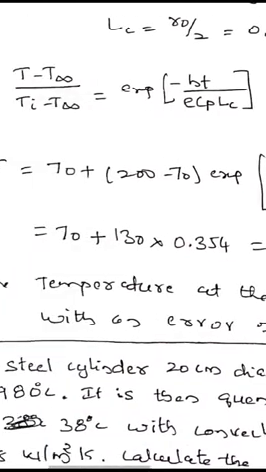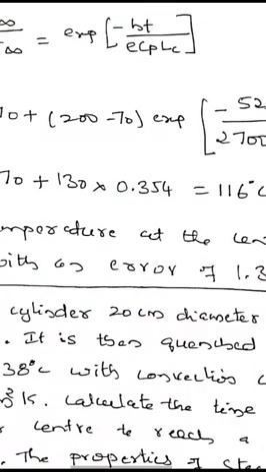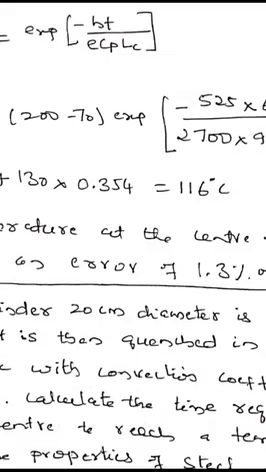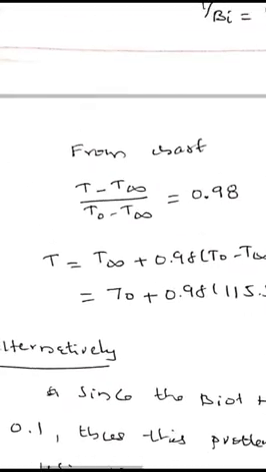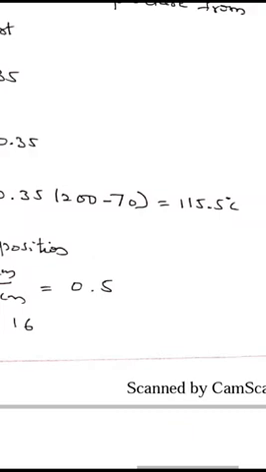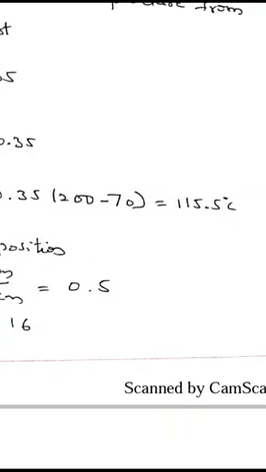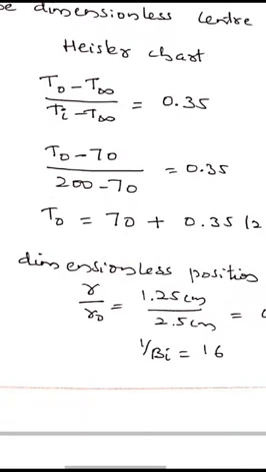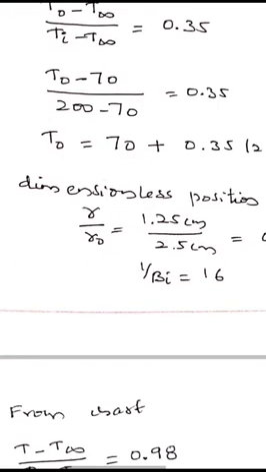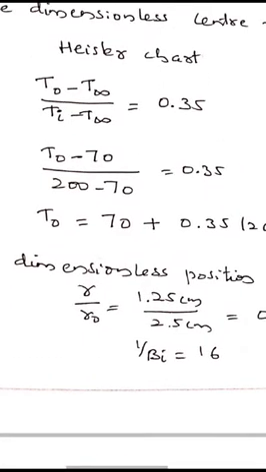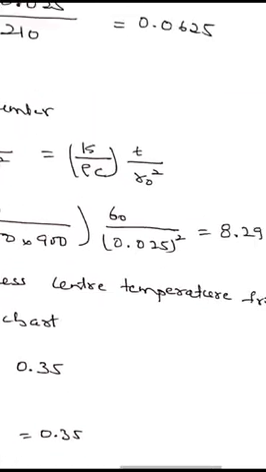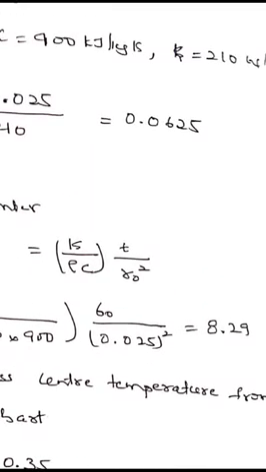So note that the center line temperature obtained is 116 degrees centigrade by using lumped analysis, whereas it is 115.5 degrees centigrade by using the Heisler charts. Both are very close to each other. We have got almost the same answer. This is because the Biot number is much less than 0.1, so both answers will match.